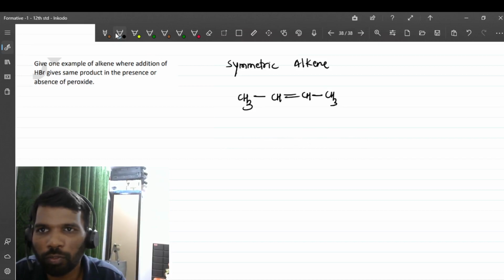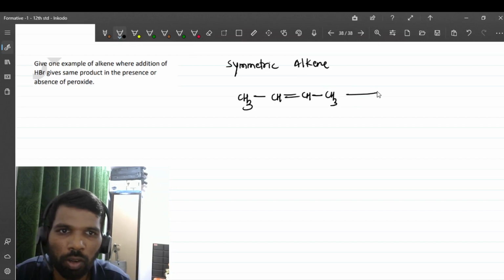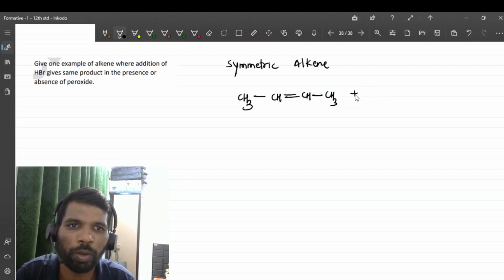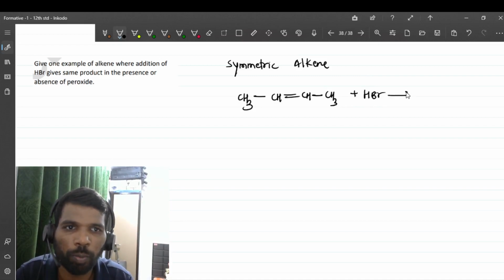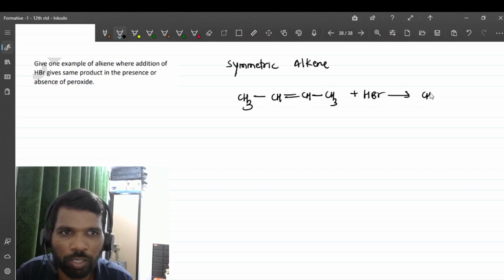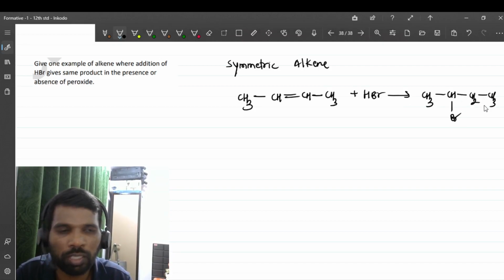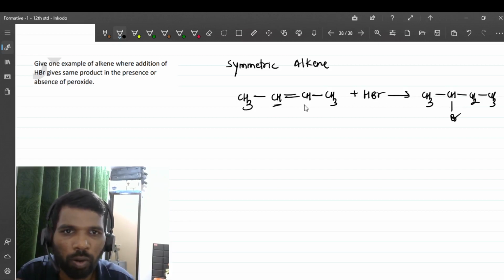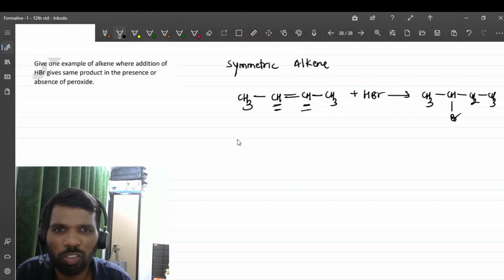So next, you do this without peroxide, with HBr. The product: Br getting substituted here. Let's do this. CH3, CHBr, CH2, CH3. It is very simple. Br getting substituted on this carbon or here, and hydrogen getting here or here. It is one and the same. You are going to get the same product, right? So let's not worry about this.